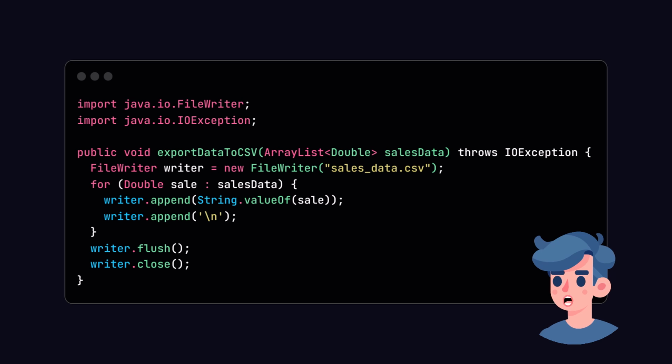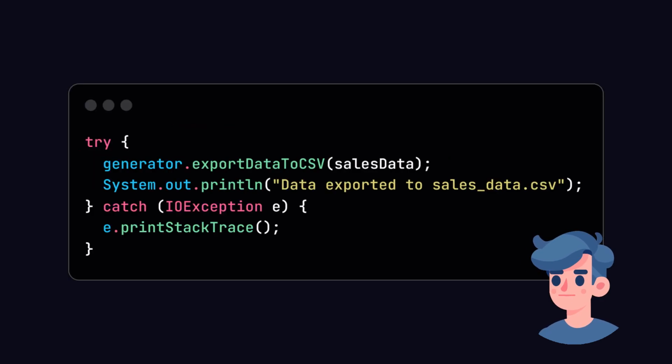Now, let's discuss visualization. Data visualization helps convey your findings effectively. Although we can't create advanced charts directly in Java, we can export our data for external analysis. A common approach is to export to CSV. Add the exportDataToCSV method to your SalesDataGenerator. It will create a CSV file where you can later visualize the data using tools like Excel or Tableau.